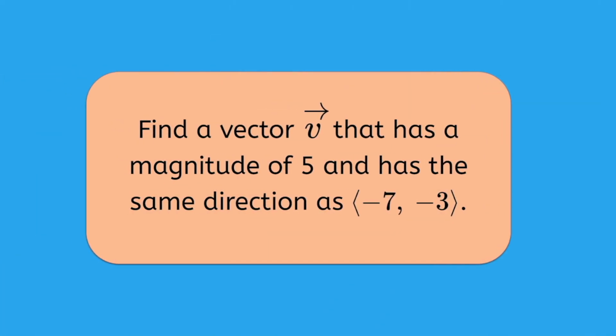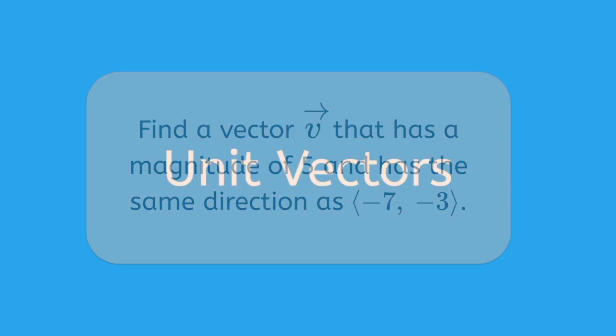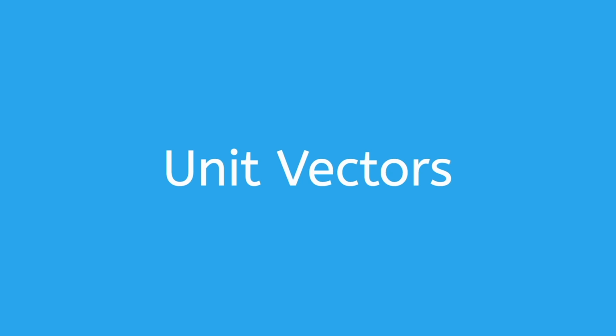Before we get into more advanced vector operations, I want you to ponder how you might answer the question shown here. Find a vector v that has a magnitude of 5 and has the same direction as -7, -3. Use your guided notes and try answering this question on your own. Include any ideas you have about the steps you'd take to tackle this problem or any questions you have about it. How did that go? It's okay if you got stuck or felt like that was a lot of steps. We'll revisit that question again in a bit, after we spend a little more time with unit vectors.